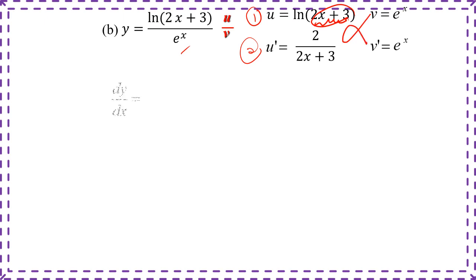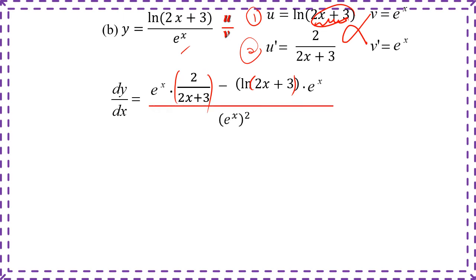So it will be v u prime, which is e to the power of x multiplied by 2 over 2x plus 3. Usually I will put a bracket, and then subtract u v prime, which is natural log of 2x plus 3, multiplied by v prime, which is e to the power of x. So now we can see we have a common factor. And then don't forget to divide by v squared. So v squared is e to the power of x, to the power of 2.